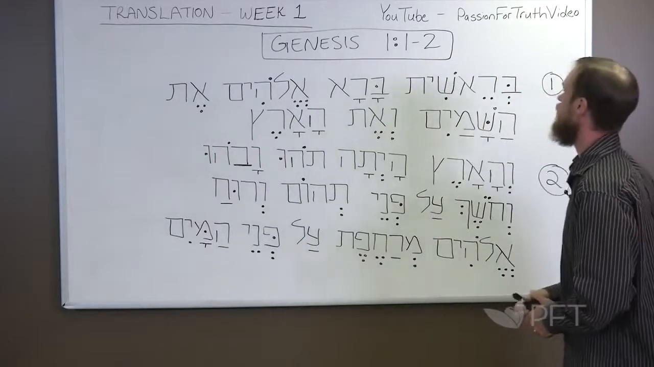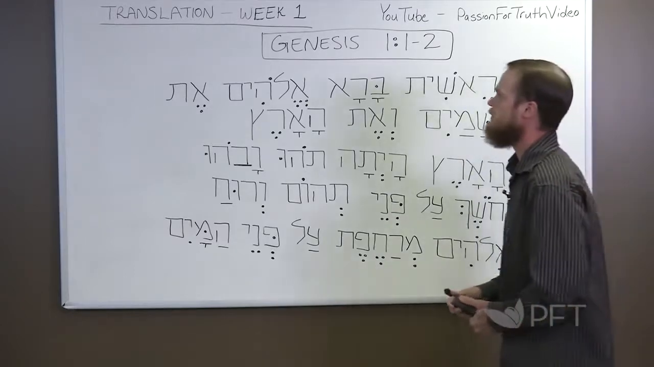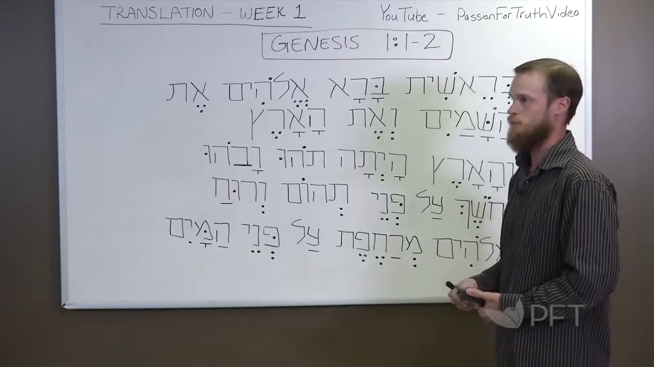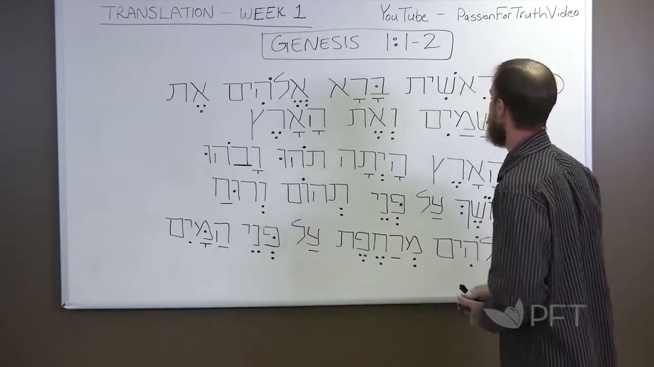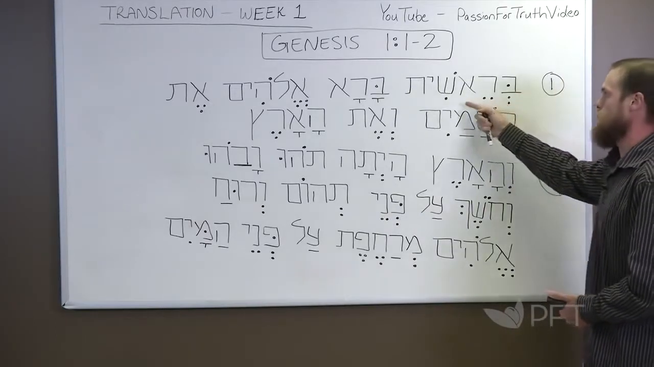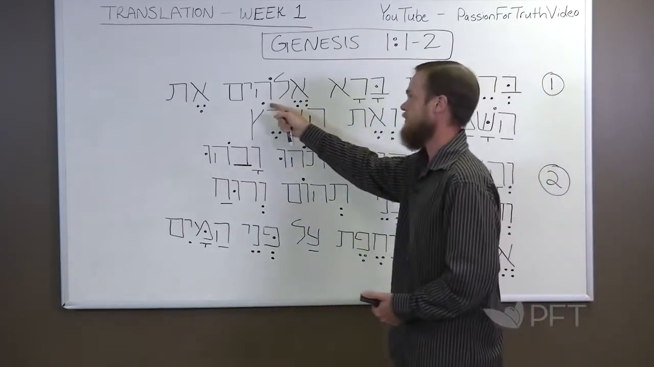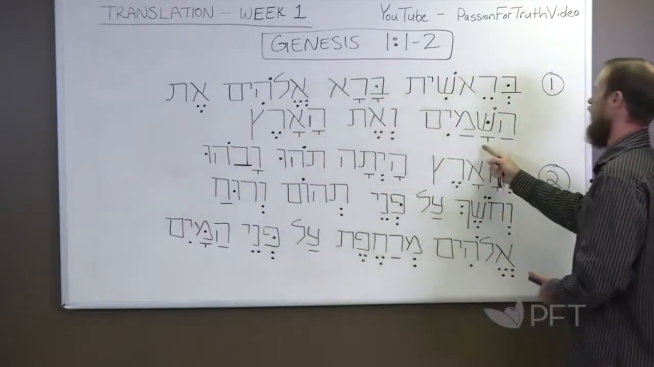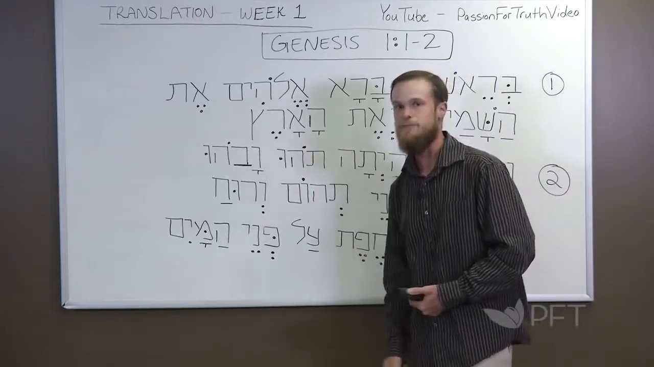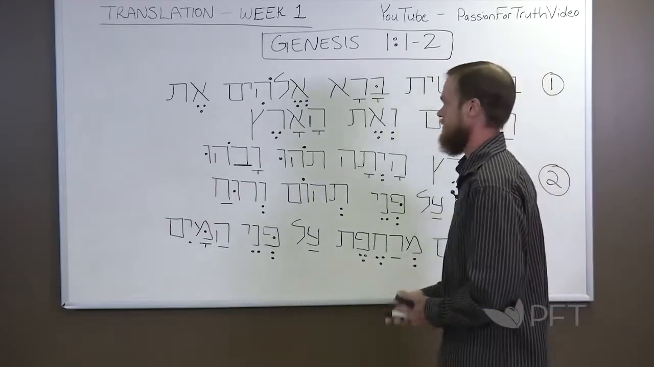All right, so with that out of the way, here we are at Genesis 1, verses 1 and 2. And so the first thing, we'll just start with verse 1. The first thing I want to do is actually pronounce the whole verse. Okay, read it, pronounce it, just so you know what we're looking at. So starting here, we've got Bereshit, bara, Elohim, et hashamayim, ve'et haaretz. All right, Bereshit bara Elohim et hashamayim ve'et haaretz.